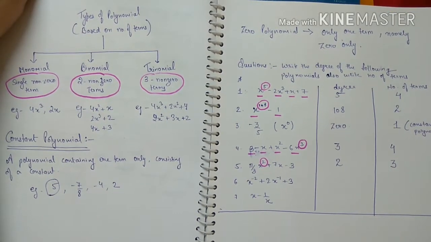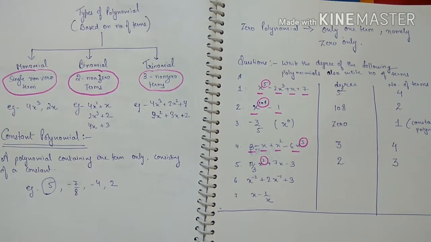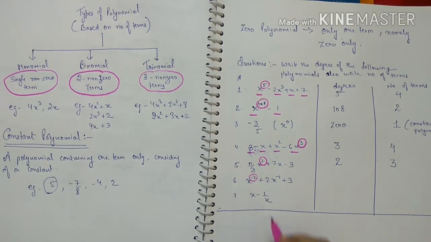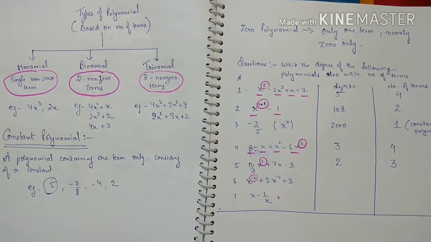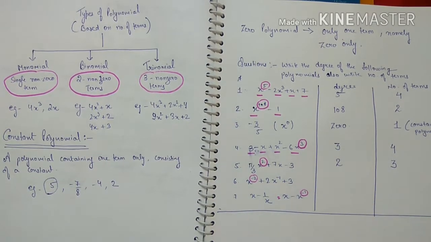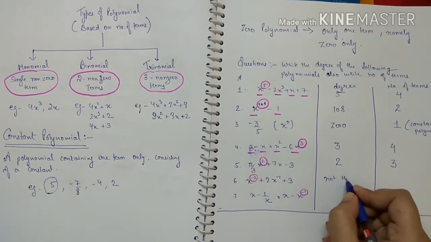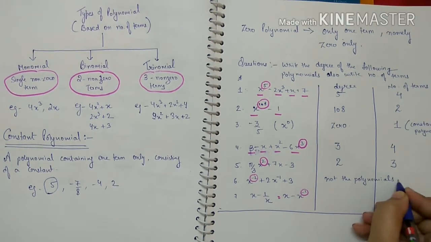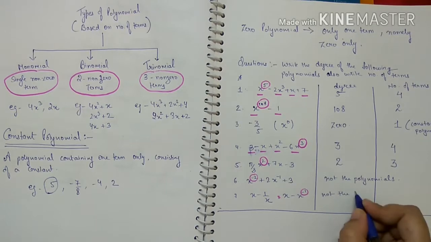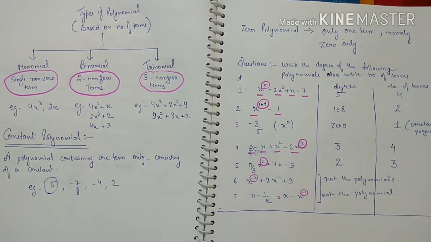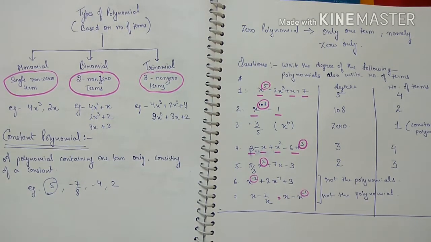We'll also see these two examples, 6 and 7, which are asking the degree and number of terms, but as you can see the power is negative here, and here also it can be written as x power minus 1. That means here also we have negative powers, so both of these are not polynomials. Similarly, this is also not a polynomial. So we can neither tell the degree nor the number of terms as it is not a polynomial.